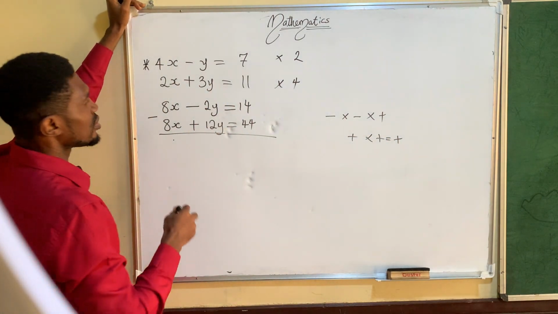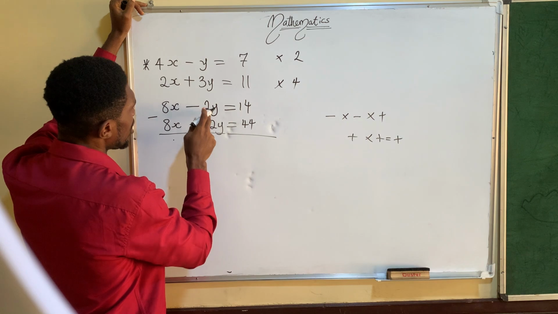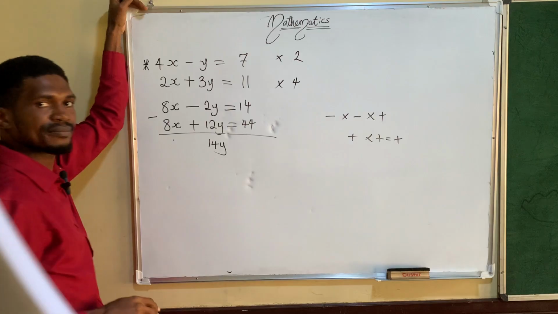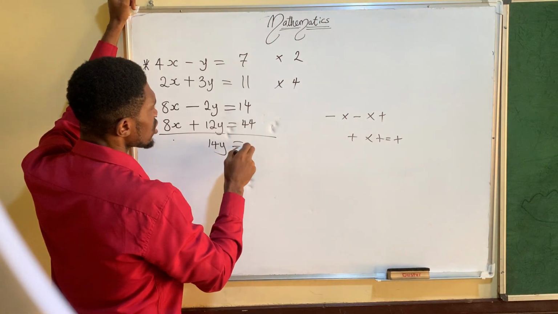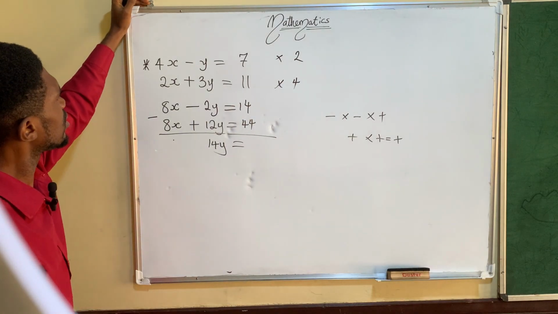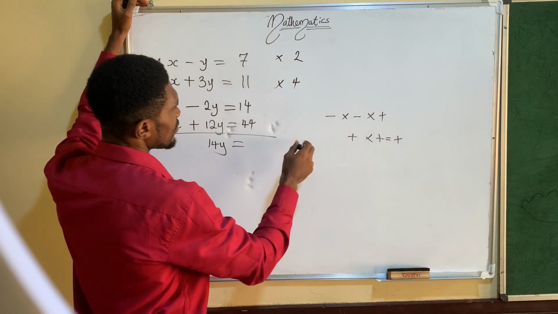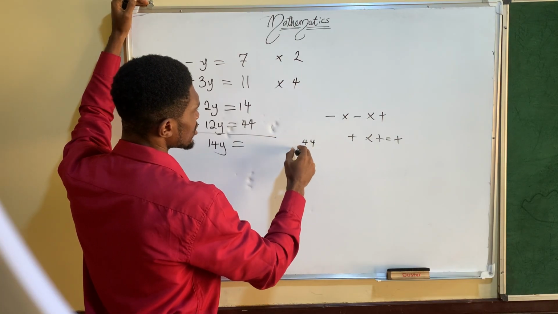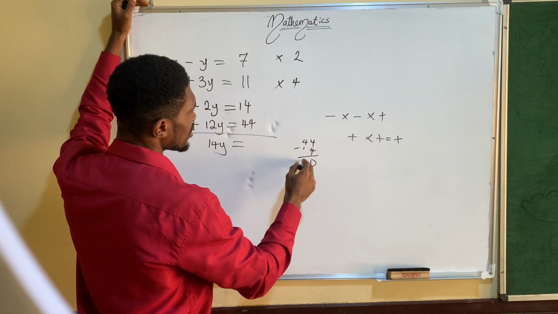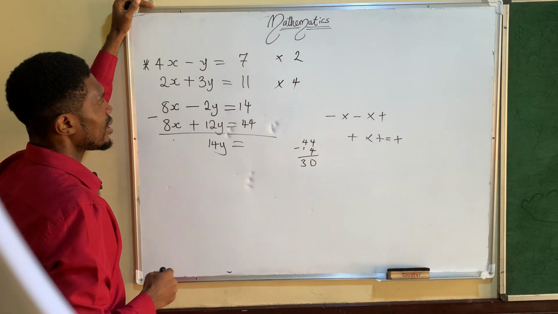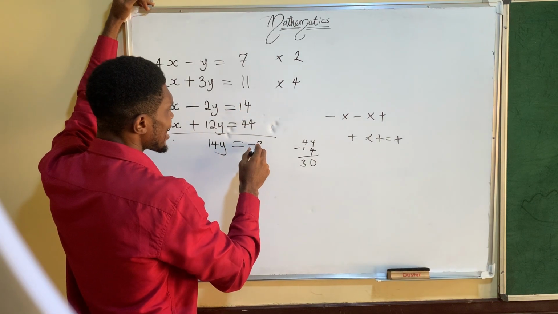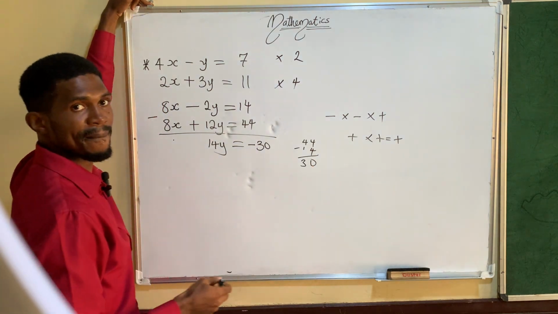Okay? So I will now say 2 plus 12, 14y is equal to 14 minus 44. Let's say 44 minus 14, I have 30. But remember, we said 14 minus 44, so it will be minus 30, not 30.